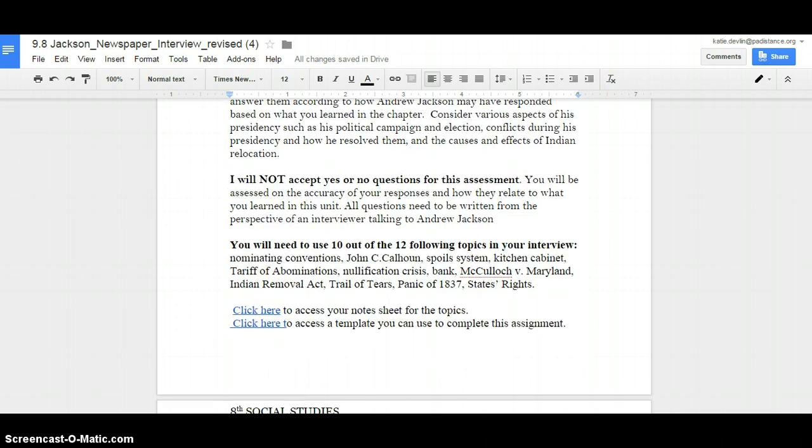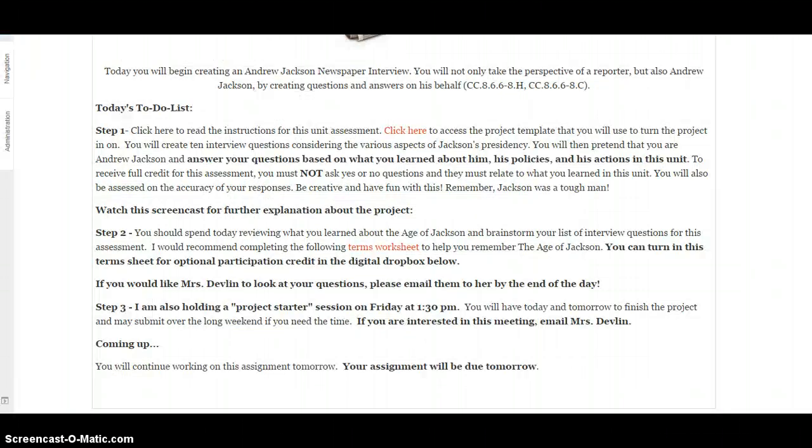Let's go back to our assignment page for today. So here's what I've laid out for you guys. We just went over step 1. You'll see the screencast pop up here. Step 2, you should spend today reviewing what you have learned about the age of Jackson and brainstorm your list of interview questions for this assignment.